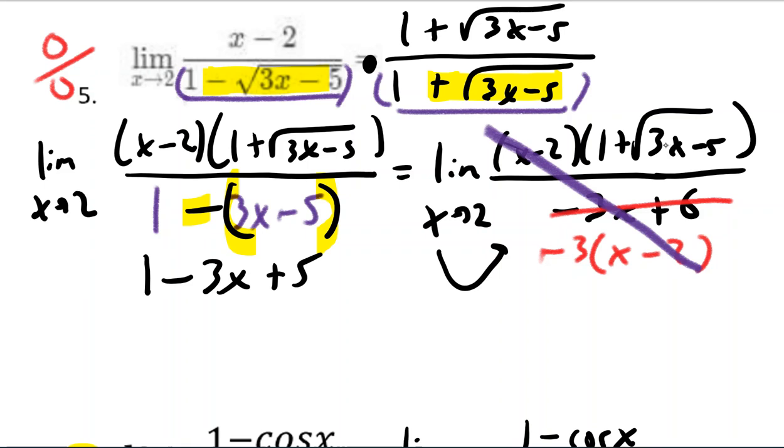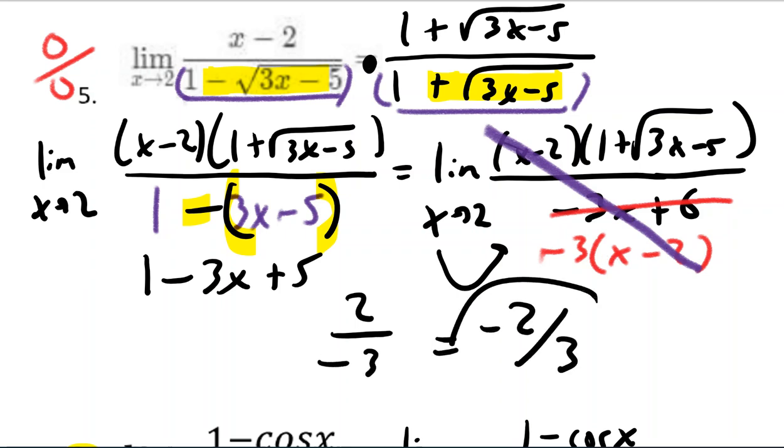Plugging in a 2 up here gives me 1 added to this one. Try to plug 2 in down here, but there's no x's left over to plug it into. So it looks like negative 2/3.